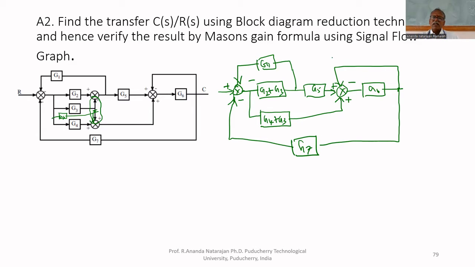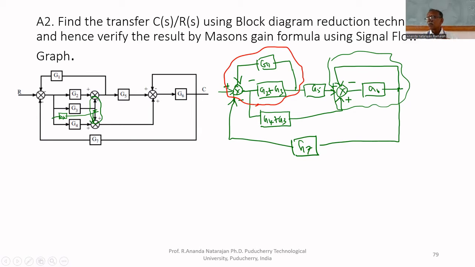Now we can apply the seventh rule here. We could have applied it now itself, but I didn't apply. But here you cannot apply. Why can you not apply it here? The seventh rule cannot be applied here. Why? Because there is a takeoff point in between.